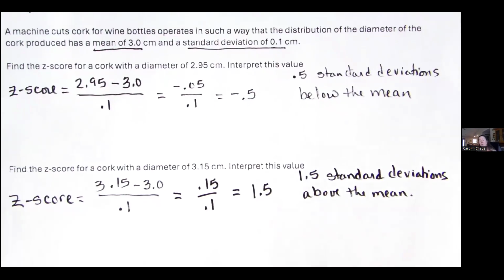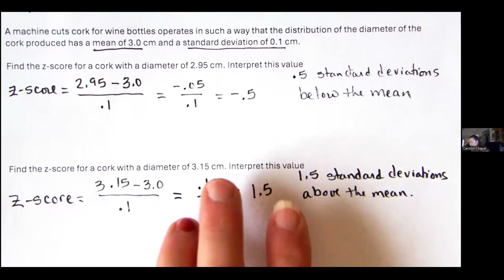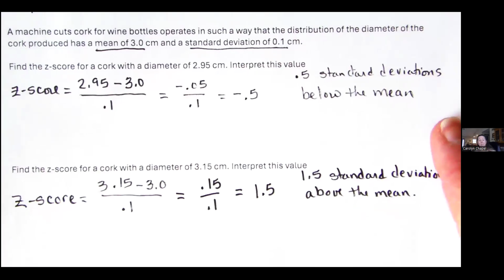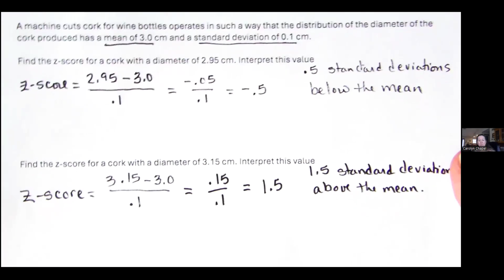Okay, and if we were looking at a different machine and we're calculating a 3.15, maybe its mean was different and its standard deviation was different. So we would have a different z-score. So we could find out who is closer to the average by looking at those standard deviations. And that's going to end this video for this section.